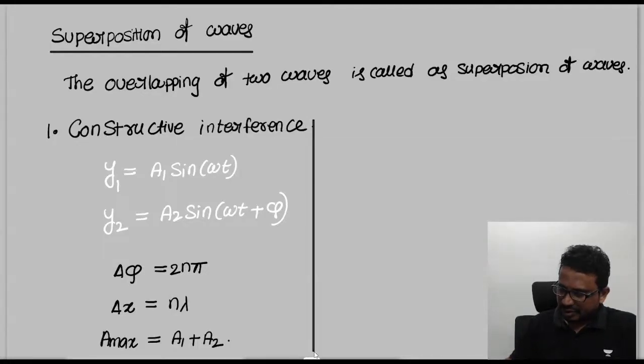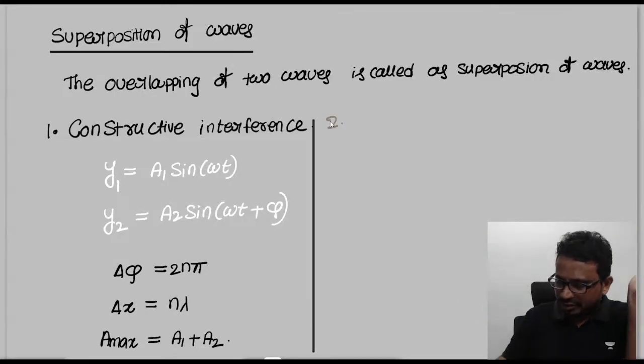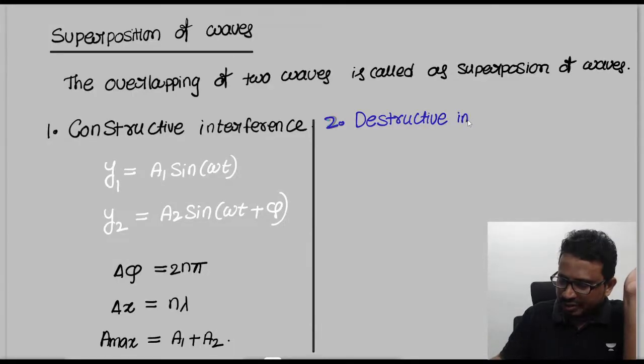Right. Now, coming to the second one, called destructive interference. Is the color I am writing with visible properly? Destructive interference.